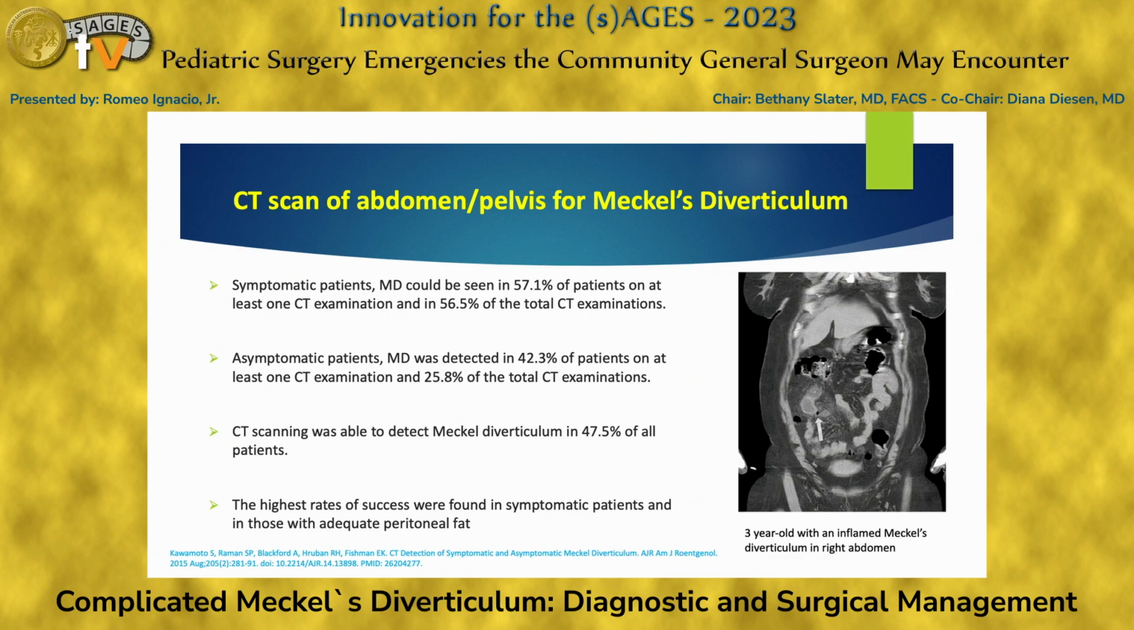I think it increases as you get older because you need peritoneal fat to sometimes see that. And so in younger patients, the CT scan might not be ideal. So think about the limitations when you're getting a CT scan. If you're saying, I'm going to get a CT scan to rule out Meckel's, it's probably not a perfect statement.